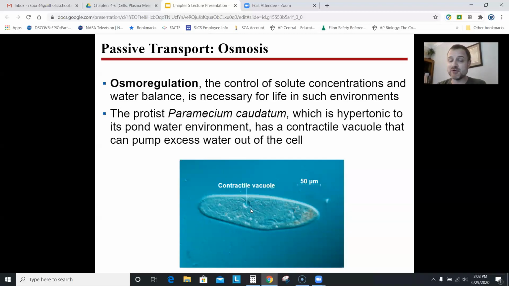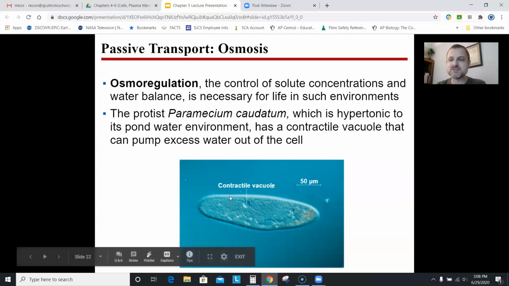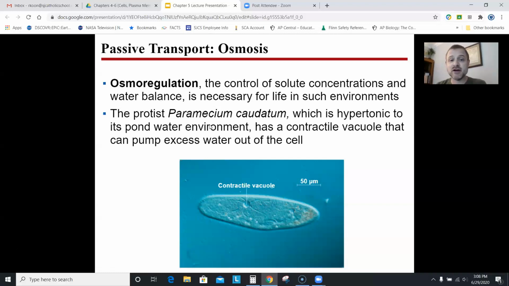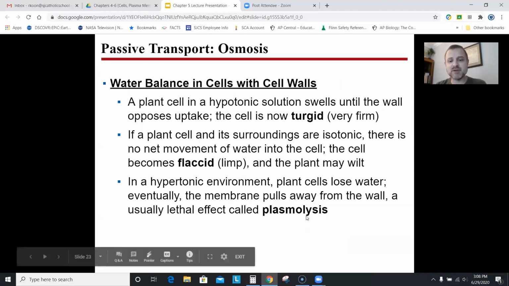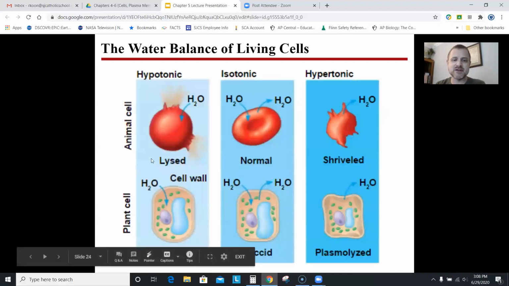This is a later chapter. We'll come back to this later. But for right now, just file away the word osmoregulation. It's how organisms control their solute concentrations due to osmosis. These terms, turgid, flaccid, and plasmolysis, let me actually show these on the next slide.